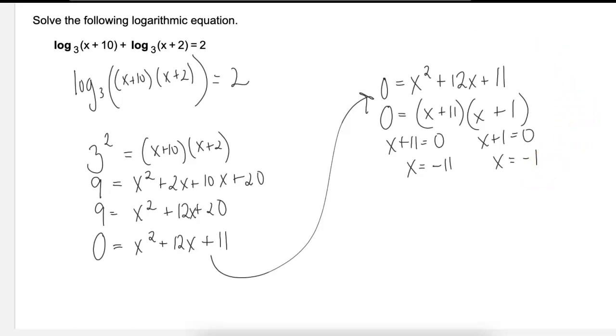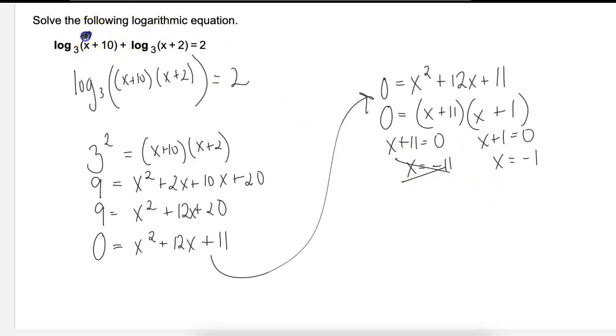However, this original problem was a logarithmic problem or equation. So one of the things we must do is after we solve, we must go back and substitute our solutions to see if they really are solutions in the logarithmic equation. So if we were to come over here and let x equal negative 11, let's say, negative 11 plus 10 becomes negative 1, and we cannot take the log of a negative number. So negative 11 is out.